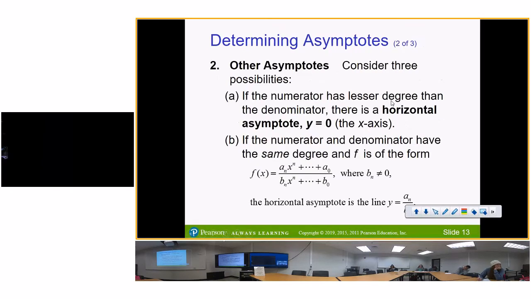Best place to put the most important part is where? At the end. All right, write this down. Other asymptotes. If the numerator has a lesser degree than the denominator, the horizontal asymptote is 0.